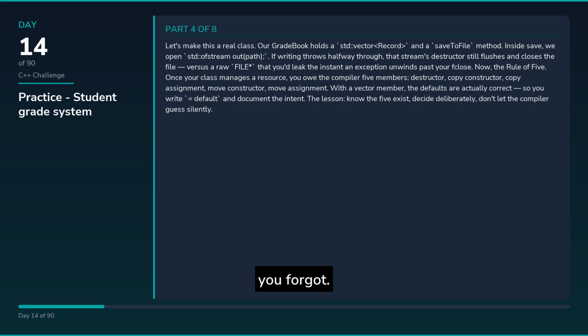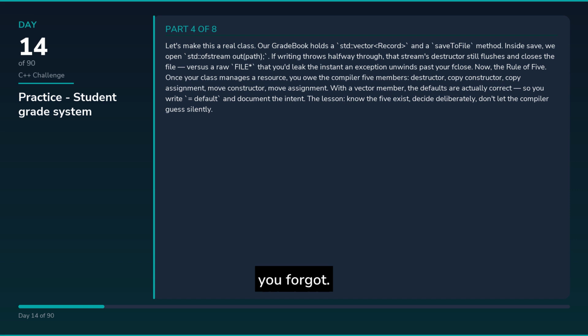Let's make this a real class. Our gradebook holds a std::vector<record> and a save-to-file method. Inside save, we open std::ofstream out(path). If writing throws halfway through, that stream's destructor still flushes and closes the file, versus a raw FILE* that you'd leak the instant an exception unwinds past your close.